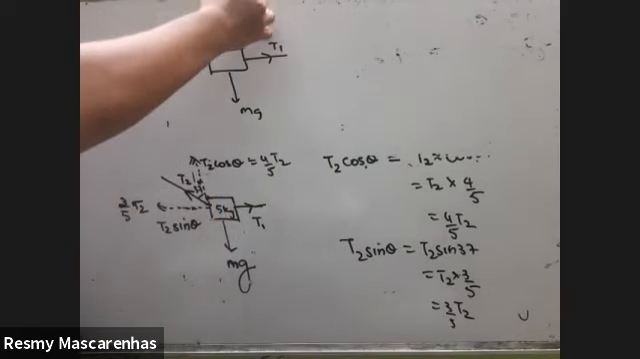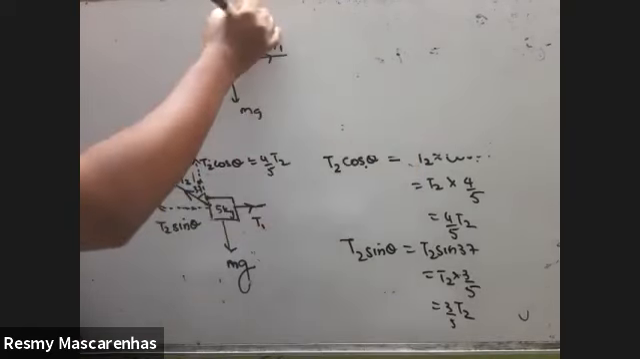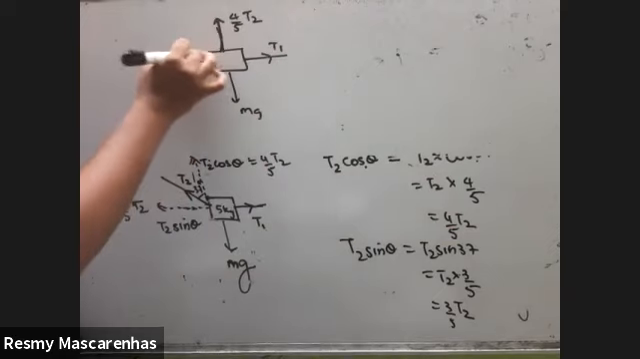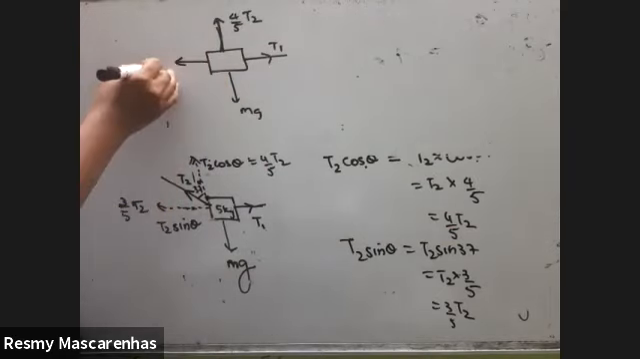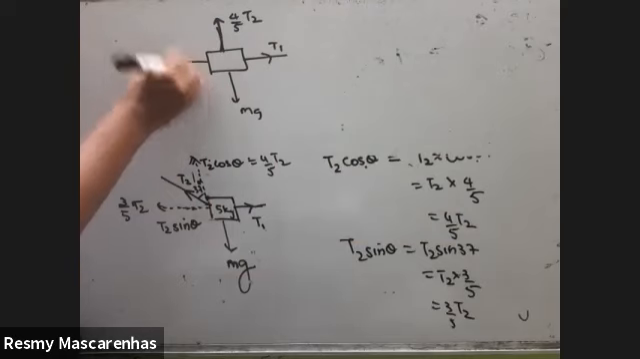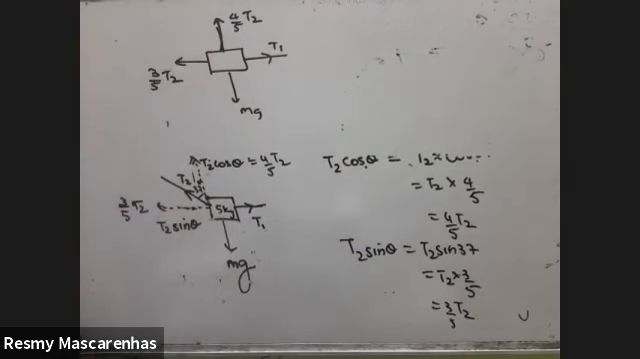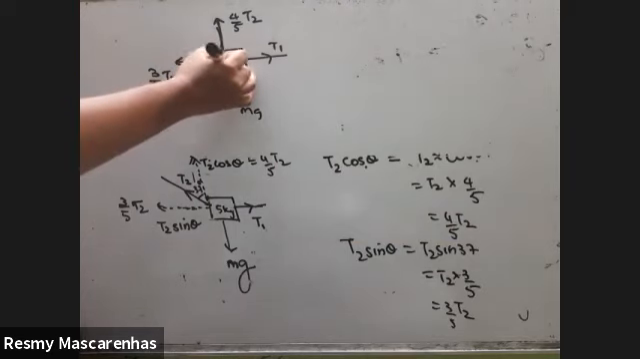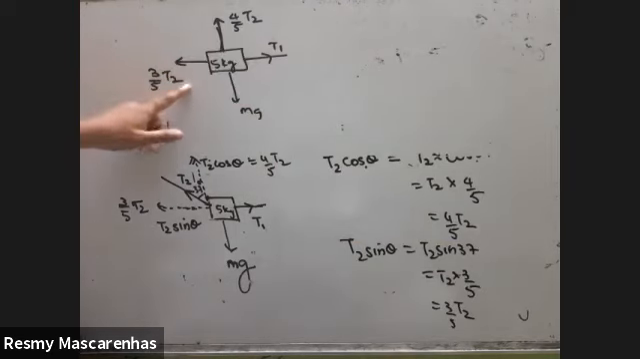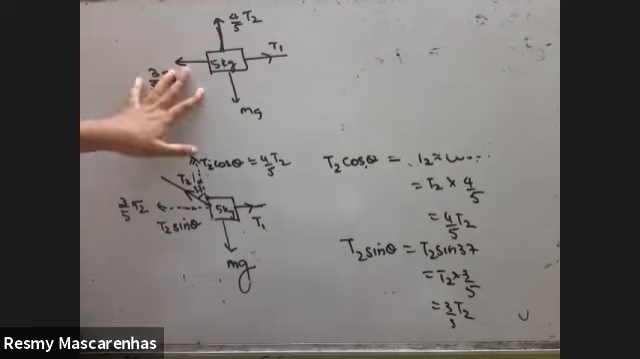So this will be how much? 4/5 T2. And this is how much on the horizontal side? 3/5 T2. Has anyone not understood this? You can ask.